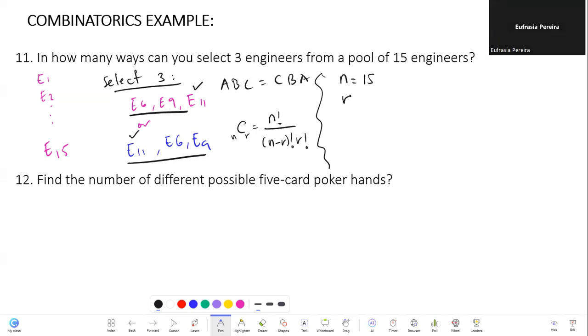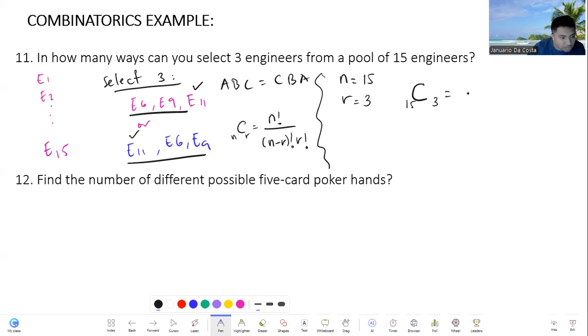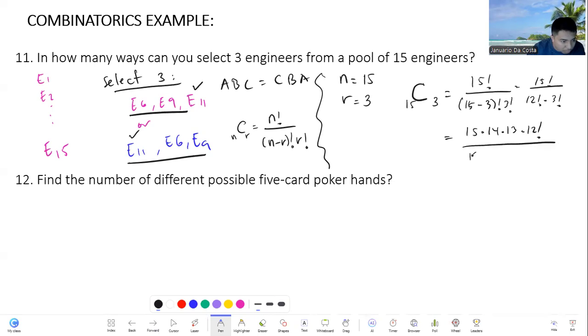15. Yes. What is our r? 3. So, combinatorics of 15 and 3, you have 15 factorial over 15 minus 3 factorial and then 3 factorial. So you have 15 factorial over 12 factorial times 3 factorial, which equals 15 times 14 times 13 times 12 factorial over 12 factorial times 3 times 2 times 1. Okay, so you just have to cancel this out.